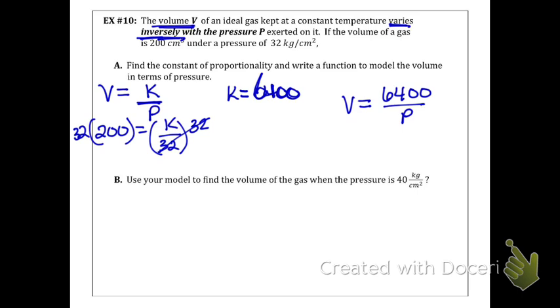All right, B says use the model to find the volume of a gas when the pressure is 40. So you know now that pressure is 40, and you're looking for volume. So you get V equals 6,400 divided by P, which is 40. And so it should give us 160, and volume is measured in centimeters cubed.